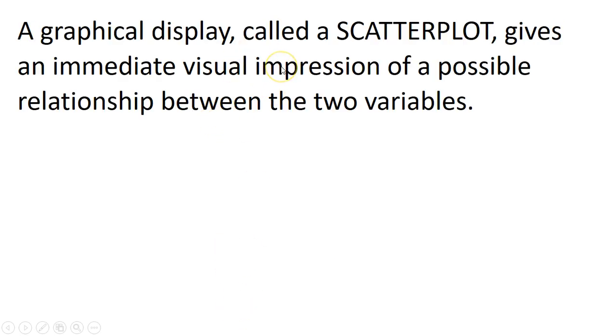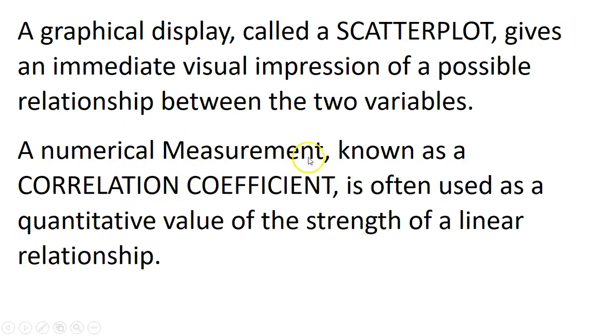A graphical display of that idea is called a scatter plot. You guys have done scatter plots before. A scatter plot is nothing new, but hopefully we get a better understanding than what you've seen in some of your algebra classes before. And it gives an immediate visual impression of possible relationships between two variables. That's what you're going to be using a scatter plot for. A numerical measurement known as a correlation coefficient is often used as a quantitative value of the strength of that relationship. So point being, how strong is it? How good is that relationship? All right.